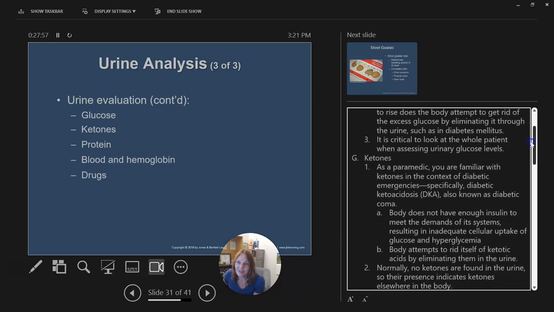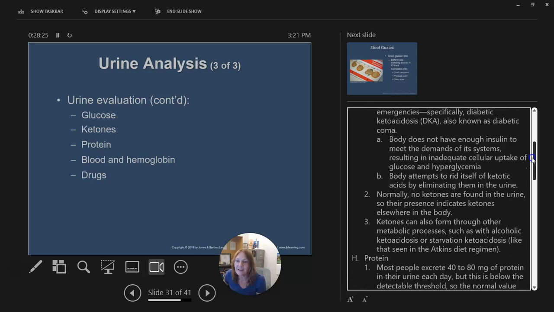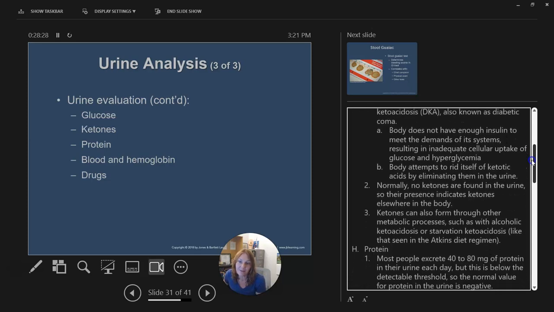Ketones, you're familiar with ketones as paramedics in the context of diabetic emergencies, especially DKA, diabetic ketoacidosis, also known as diabetic coma. Our body does not have enough insulin to meet the demands of the system, which results in inadequate cellular uptake of glucose and hyperglycemia. Our body then attempts to rid itself of the ketoacids by eliminating them in the urine. Normally no ketones are found in the urine, so their presence indicates ketones are elsewhere in the body.